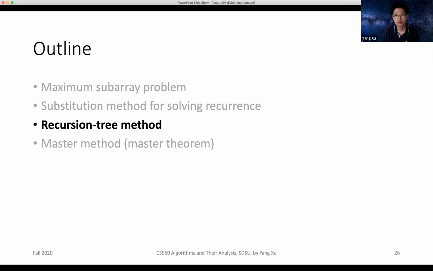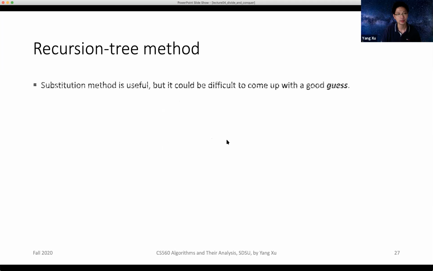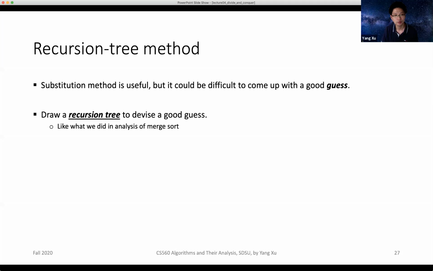All right, so let's get started with the recursion tree method. It is to help with the shortcoming of the substitution method, because we want to have a good guess about the solution, right? So we can draw a recursion tree to help us devise a good guess. Actually, this is not the first time that we see a recursion tree, because when we talked about merge sort, we already drew some tree-like structure on the slide, right?